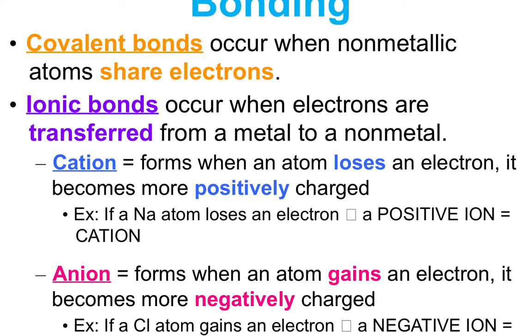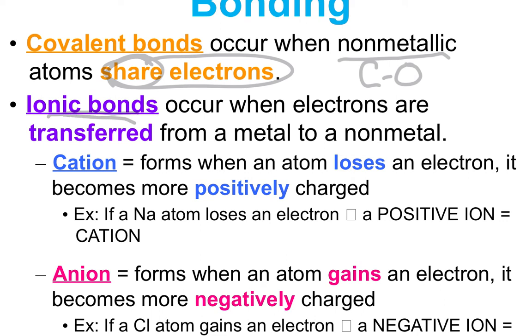Some generalized chemistry terminology here. A covalent bond occurs when we have a nonmetal and a nonmetal bonded together, like carbon bonded to oxygen, and these guys share electrons. This sharing of electrons really determines the properties that that molecule is going to have. An ionic bond is different. That is when electrons are transferred. And that's usually between a metal, like sodium, and a nonmetal, like oxygen.